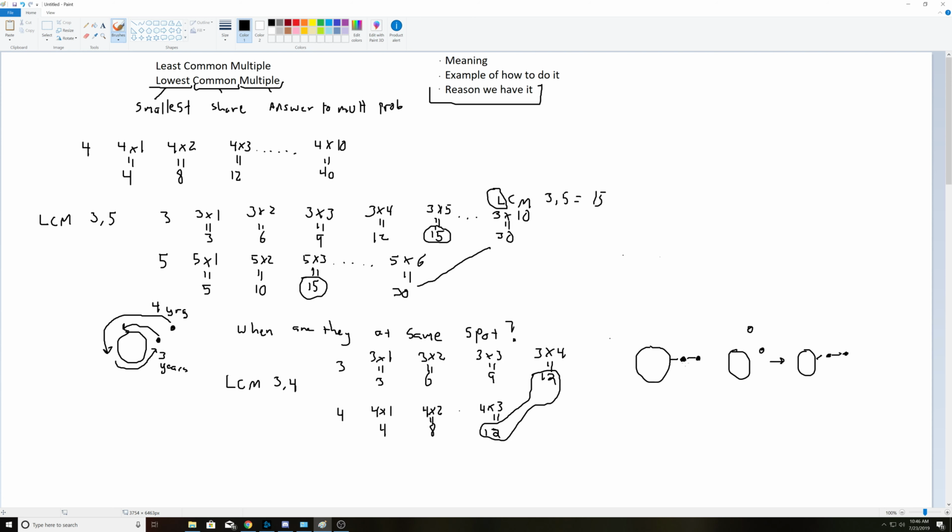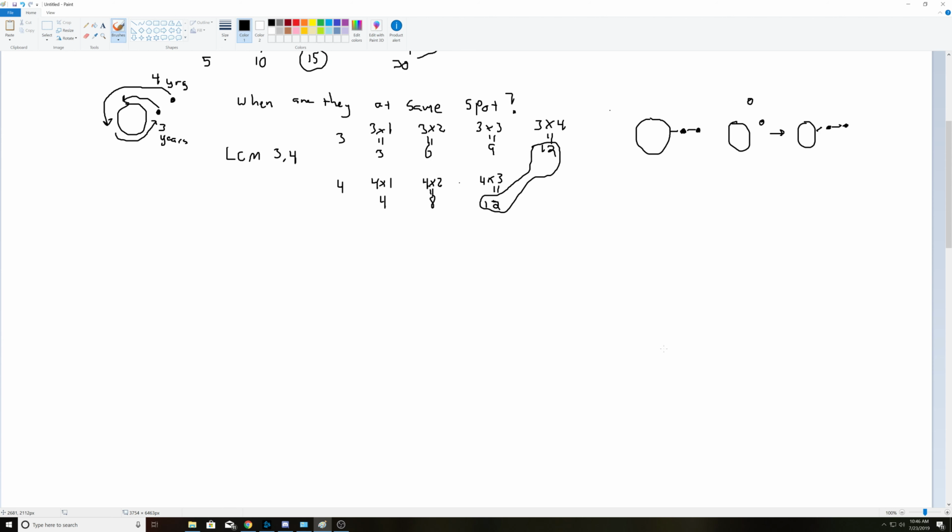Now you can use it for other things, like say you're stacking boxes, right? And say one size box is 2 feet tall, and the other size box is 3 feet tall. Well, if you find the lowest common multiple, you'll find the height at which they'll each stack. You'll find the total height that they'll all be the same. All right?